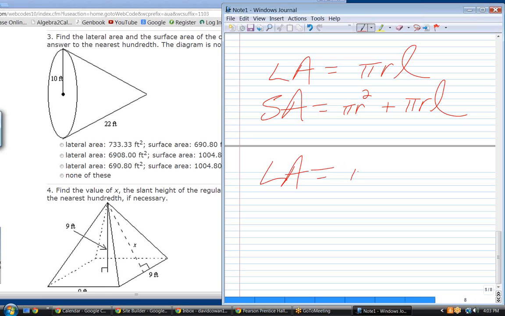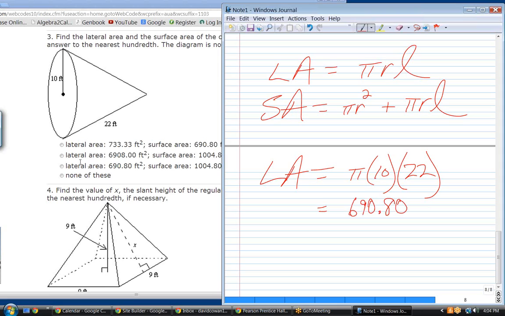Alright, so 10 pi times 22. Let's get a number for that using 3.14. So we got 3.14 times 10 times 22. That gives you 690.8.